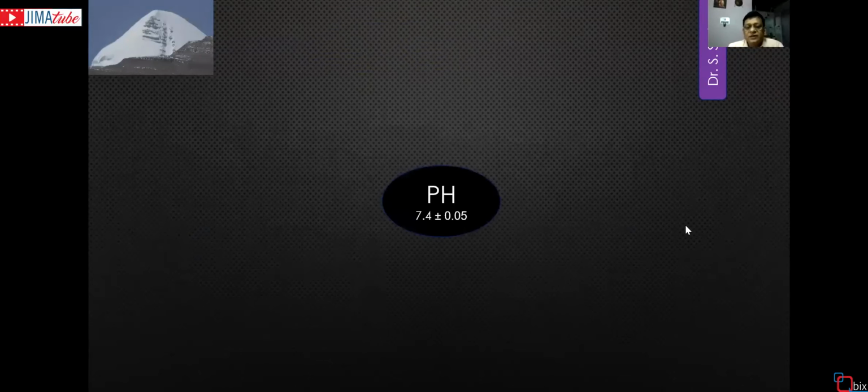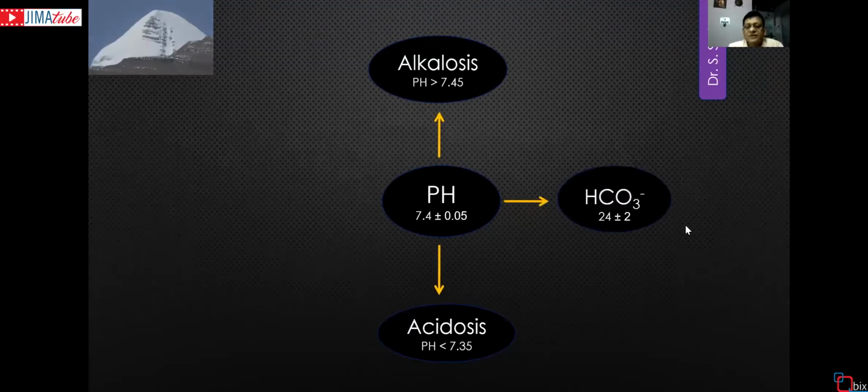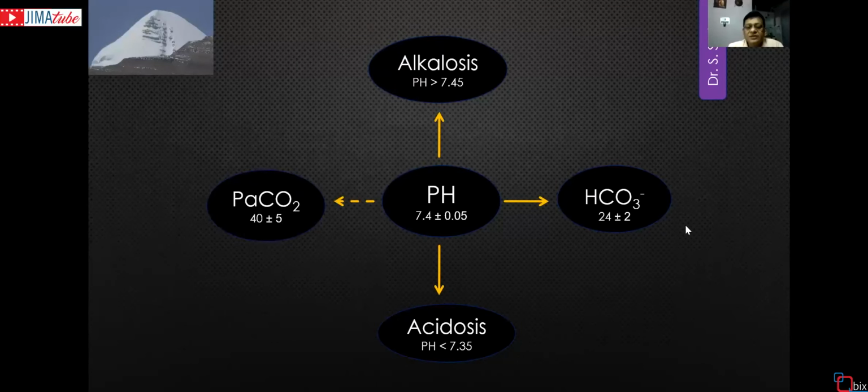And pH, we know that when pH is high, it is called alkalosis. When pH is low, it is called acidosis. pH varies directly with bicarbonate: when bicarbonate is increased, pH is also increased. But with carbon dioxide, pH varies inversely. So when carbon dioxide level increases, pH falls.